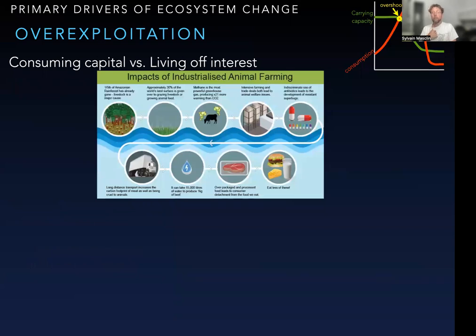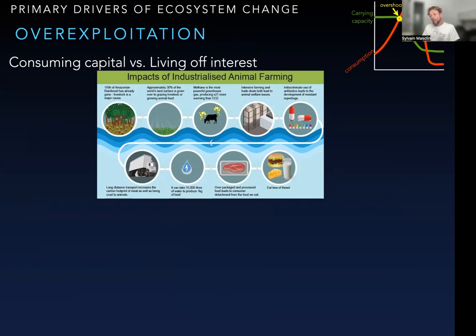The final one to talk about is overexploitation, the idea that we're taking too much. I will illustrate it with two examples. It means that we are consuming more than what we should to live. We're consuming the capital more than what we're living on, going over the current capacity, meaning that we are in overshoot.